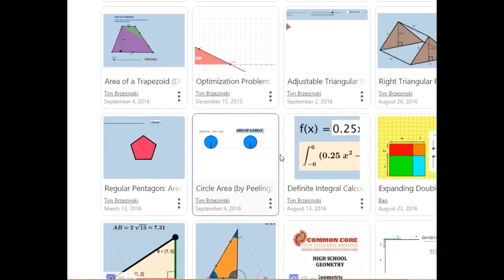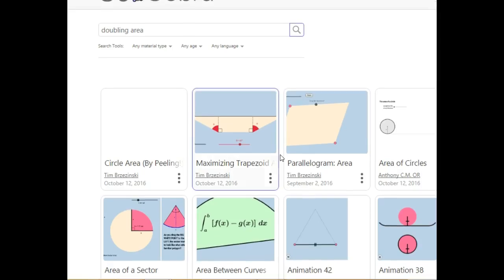Here I was just searching for, in the last part of the video, they were doing doubling of area, and I haven't found anything that I would say is useful.